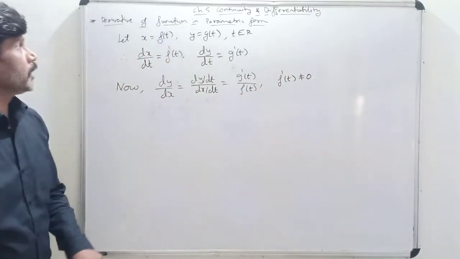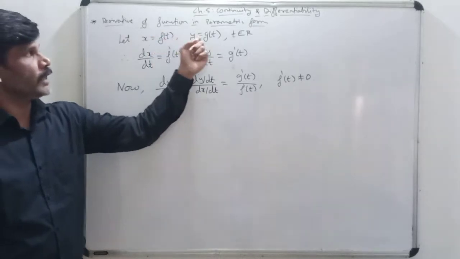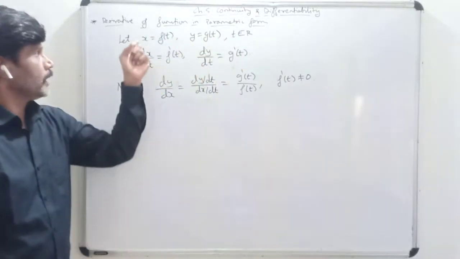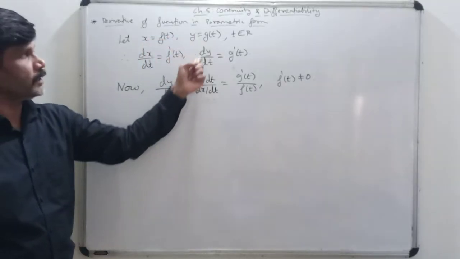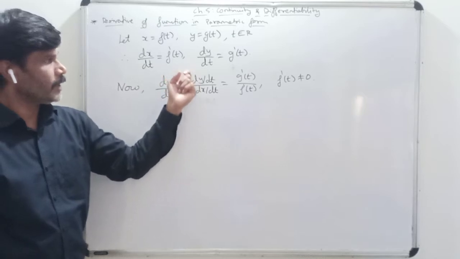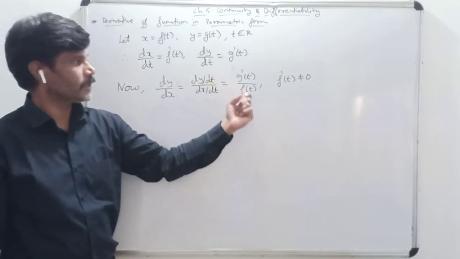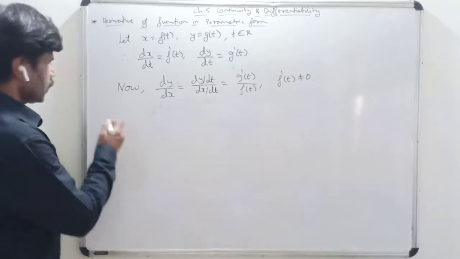So what we understood is the derivative of functions in parametric form. Suppose x is f of t, y is g of t, where t is any real number. Then first you find dx by dt, that is f dash t. Then you find dy by dt, that is g dash t. And finally dy by dx is defined as dy by dt upon dx by dt, that is equal to g dash t upon f dash t, where f dash t is not equal to 0. One example we'll see.